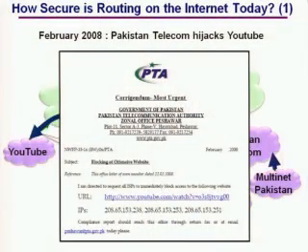Okay, so I picked these particular networks for a very good reason. A couple of years ago, we had a very interesting attack that happened. Sorry, it wasn't an attack. It was more of an incident or a misconfiguration that occurred. What happened was Pakistan Telecom actually hijacked the traffic that was supposed to go to YouTube.